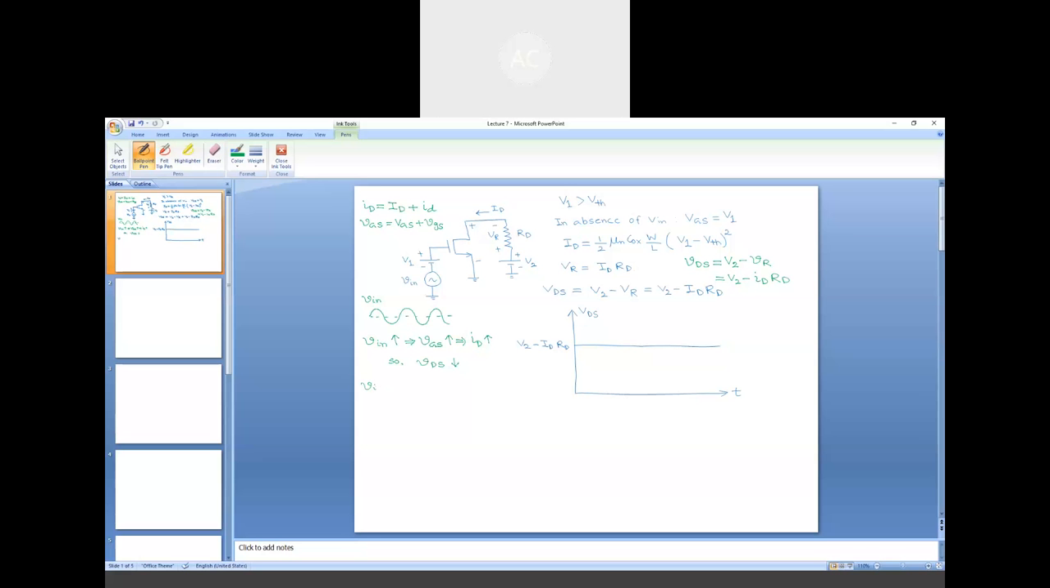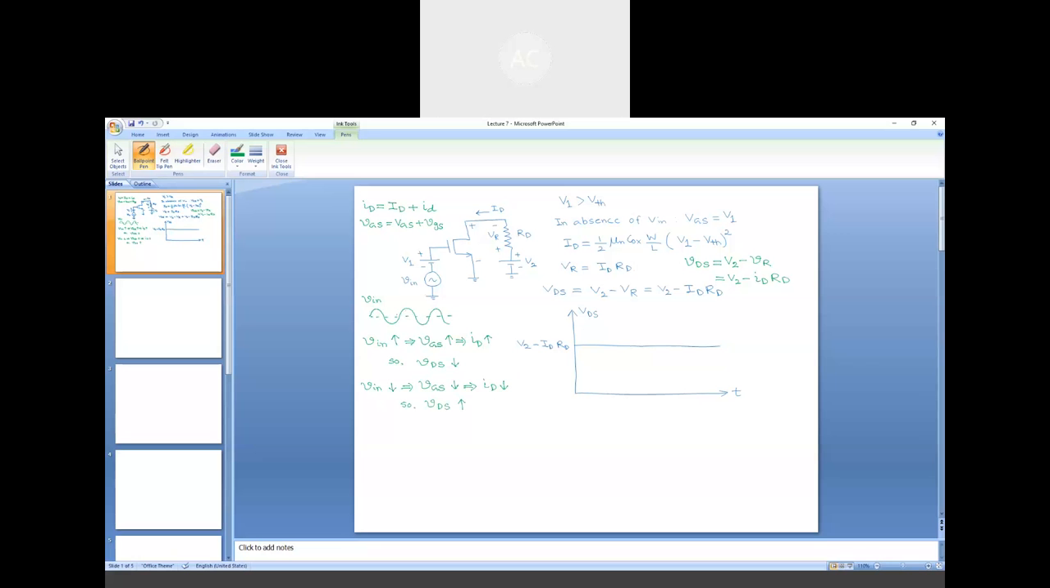Similarly, if Vin goes negative during this part of the graph, then the VGS will also reduce, which indicates that the ID will be reduced, and ultimately this small VDS will increase.